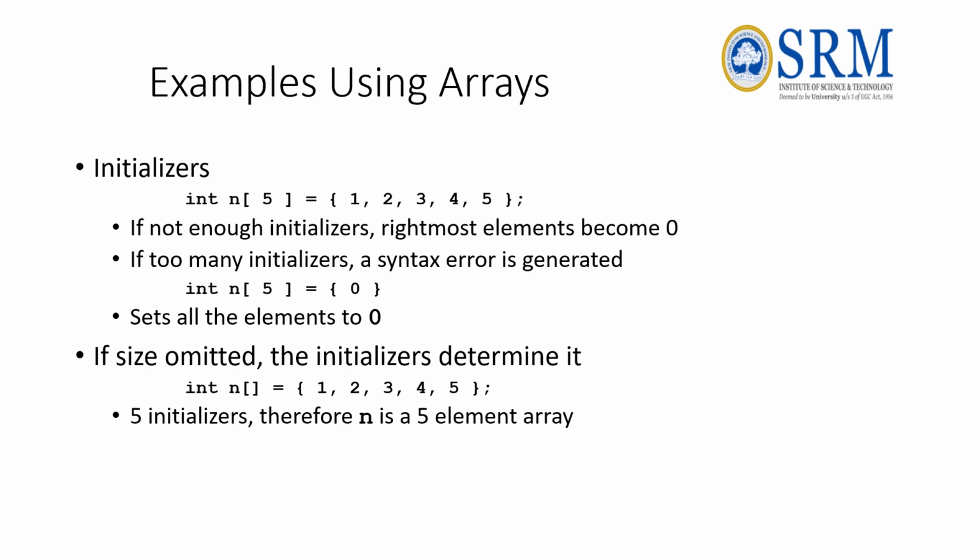But it can be less than the size. When the size is 5 and you have only 3 elements, the remaining elements are set to 0 by default. So this is not going to make an error. But the initializer must not exceed the size. It can be less than the size. By default the other elements will be set to 0, and you will not have any error. So this is how you are going to initialize your array elements.